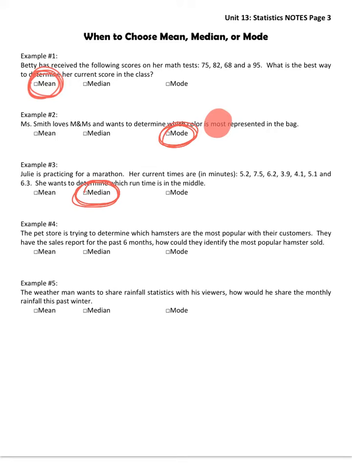The pet store is trying to determine which hamsters are the most popular with their customers. Mode, most.